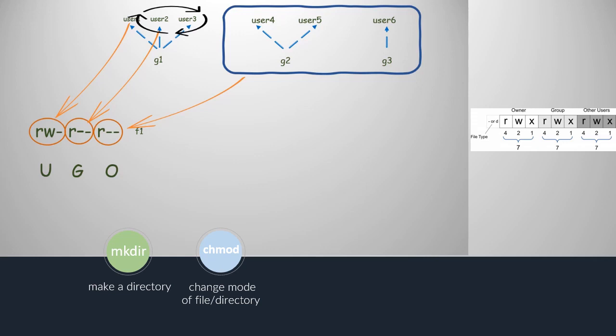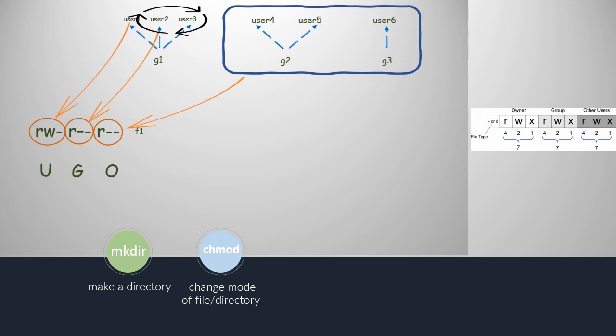Is user 6 the owner? If not, does user 6 belong to the same group as the owner? If not, user 6 is treated as others. Now, based on the category of user 6, the operations are allowed or denied.